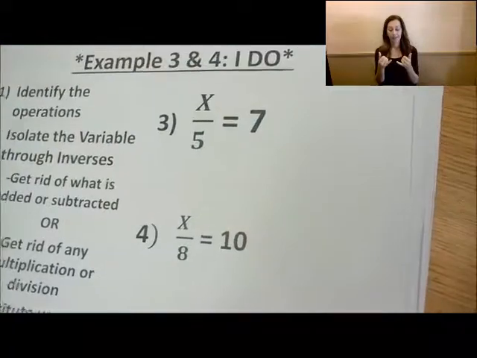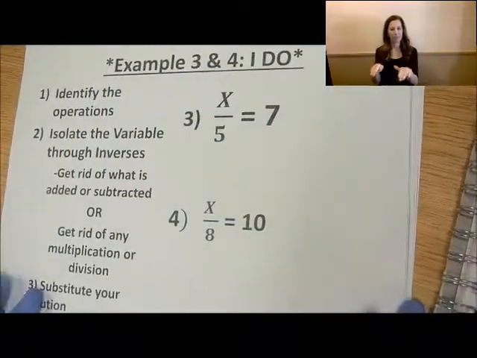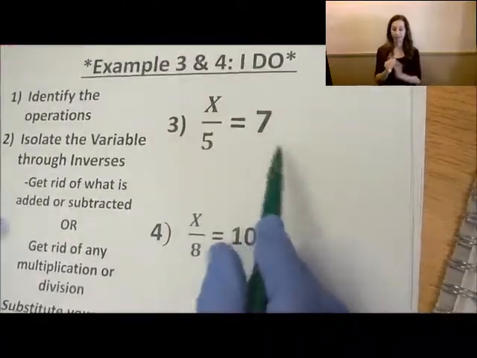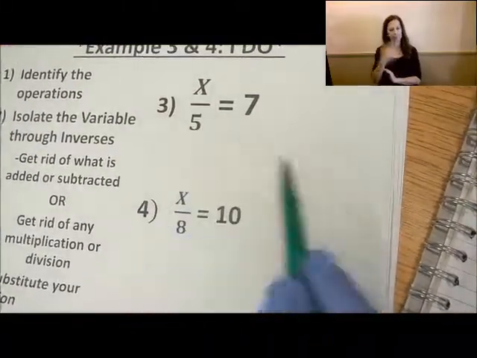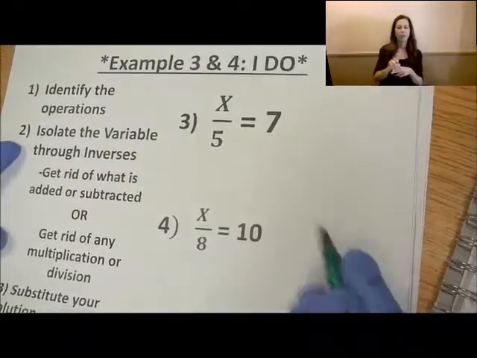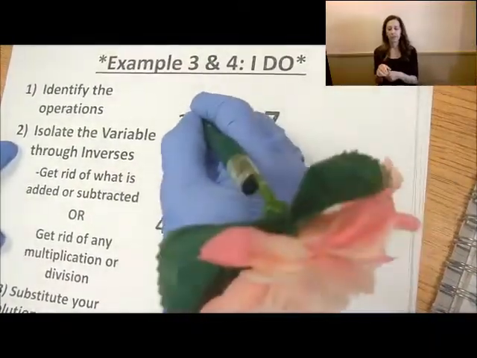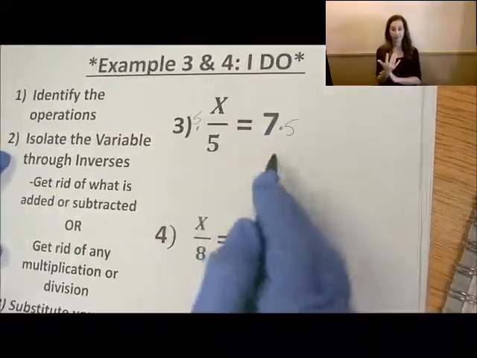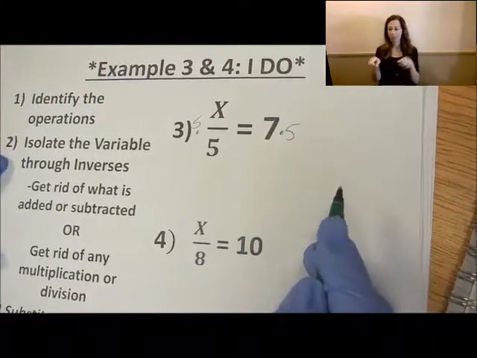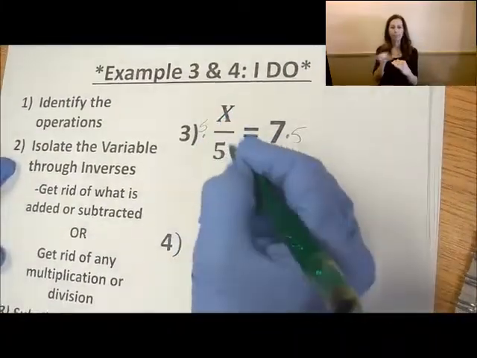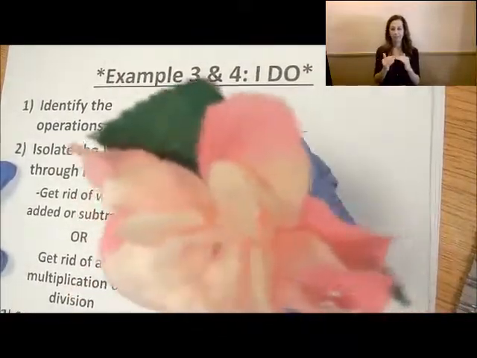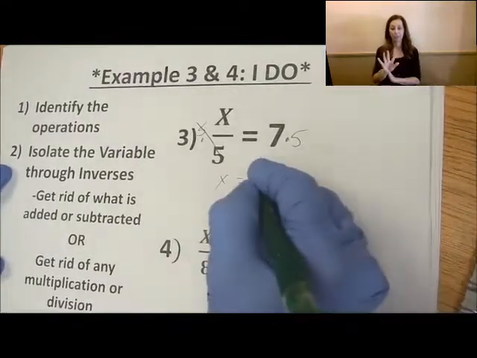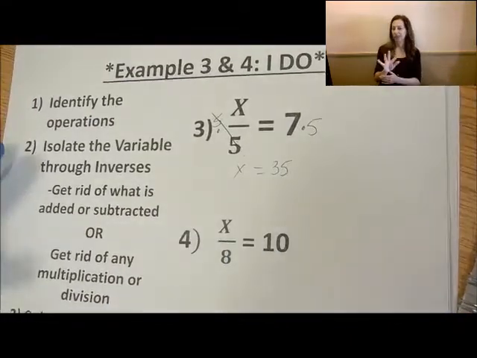Now we have a couple of examples of division problems. So we've got x divided by 5 equals 7. So we know it's division, we know we have to use multiplication. So we're going to say 5 times 5 and 7 times 5 because we have to do the same thing on both sides of the equal sign. 5x divided by 5 is going to leave us with x, and 7 times 5 is 35. So we've got x equals 35.